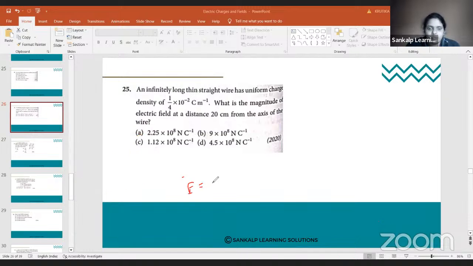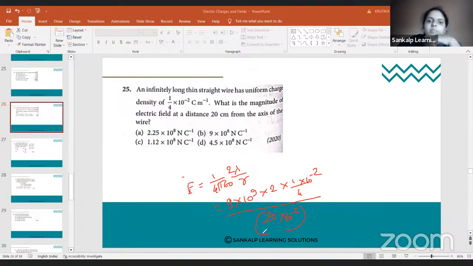Electric field is equal to 1 upon 4 pi epsilon naught into 2 lambda divided by R. So 1 upon 4 pi epsilon naught is 9 into 10 raised to 9, into 2 into the lambda value, 1 upon 4 into 10 raised to minus 2, the whole divided by R, that is 20 into 10 raised to minus 2. Yes, I think Chandana asked to repeat this question. So we made a small mistake in the substitution. 9 into 10 raised to 9 comes in the numerator, not the denominator. Okay, so now you check, option A will come.